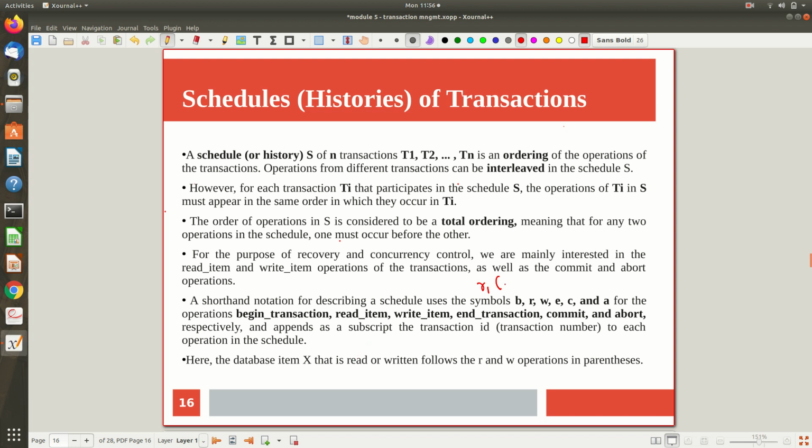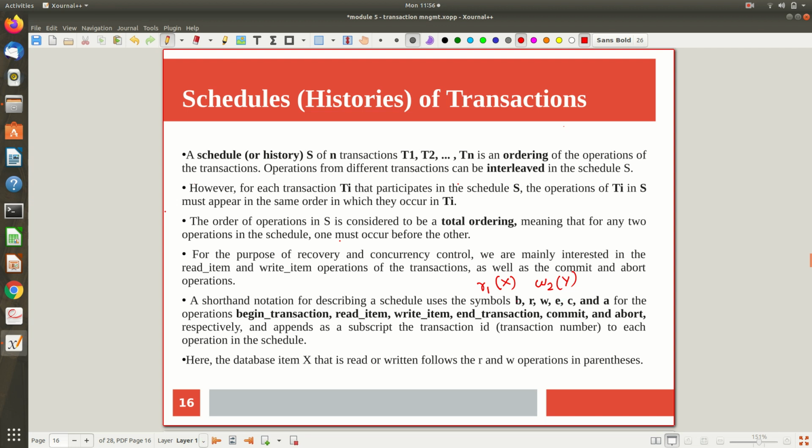For example, if I want to read the data item x as part of transaction 1, I'll denote it like this: r1(x). Similarly, if I want to write an item as part of transaction number 2, say I want to update the variable y, I can write it like this.